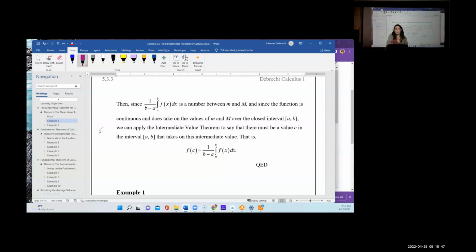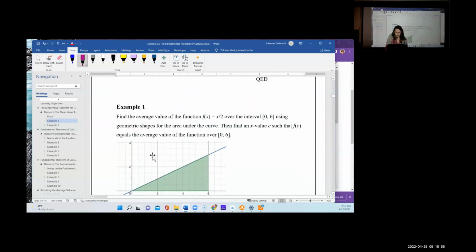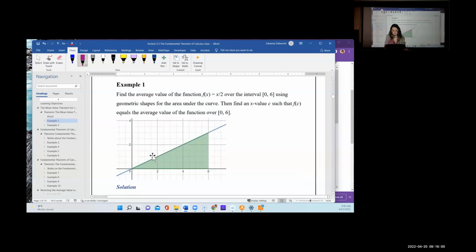Now, we don't use the mean value theorem for integrals much in and of itself, but it is used to prove the fundamental theorem of calculus. So that's why we did this one. We will work a couple of quick examples. So now we're looking at example 1. We want to find the average value of the function x over 2 on the interval from closed 0 to closed 6.